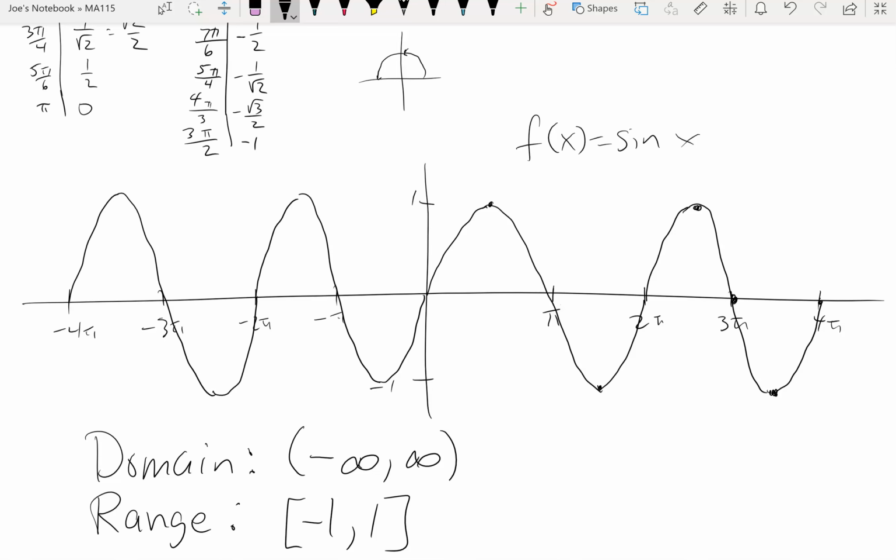All right. Let's do y-intercept first. That one's easy. Where does this thing cross the y-axis? Yeah, it's 0, right? So it's the point 0, 0.